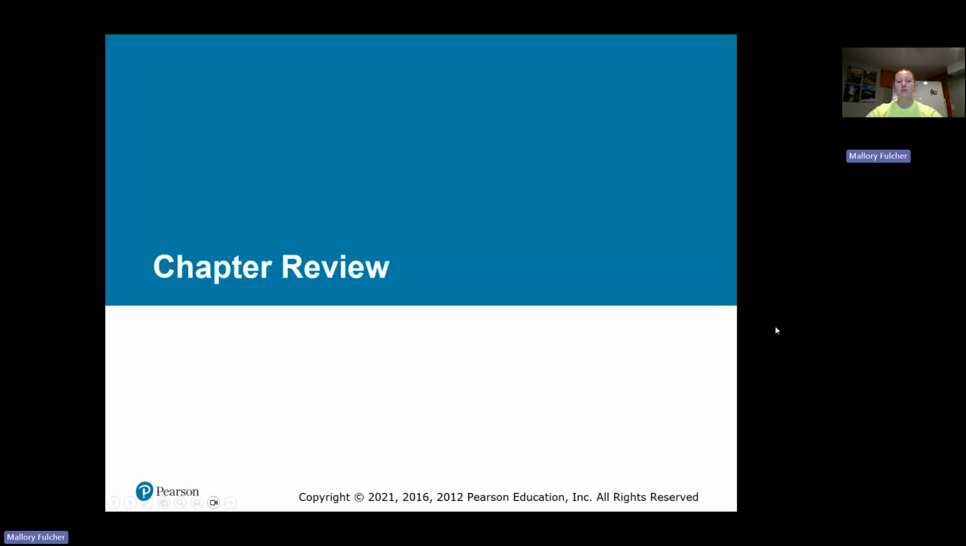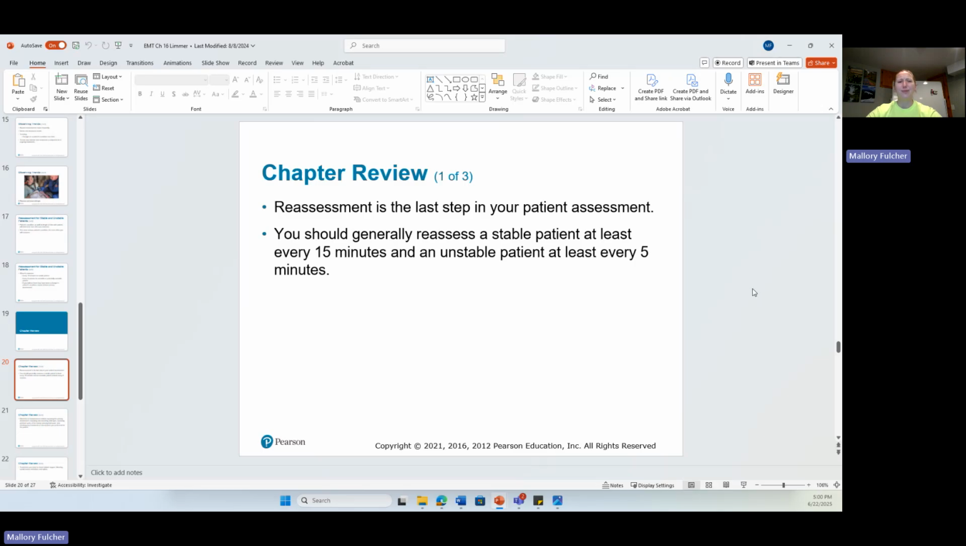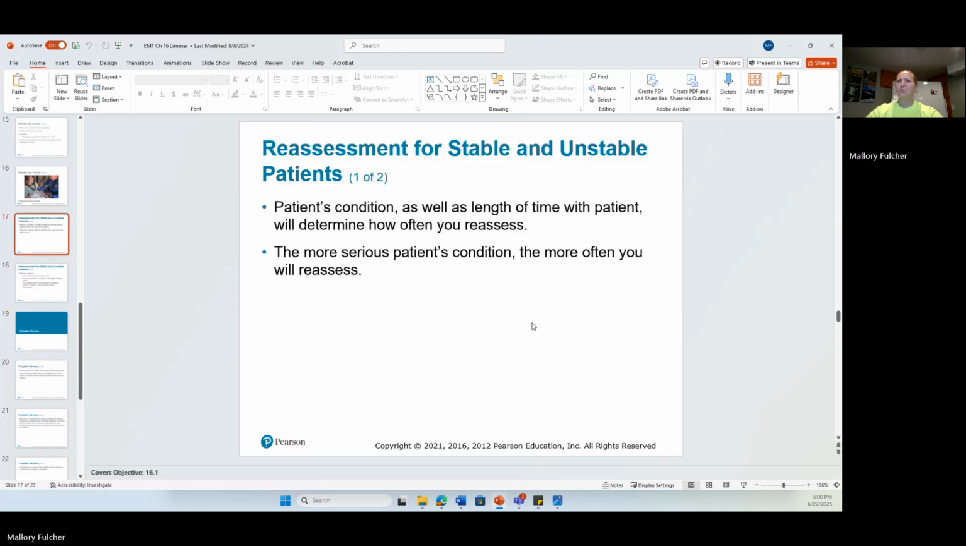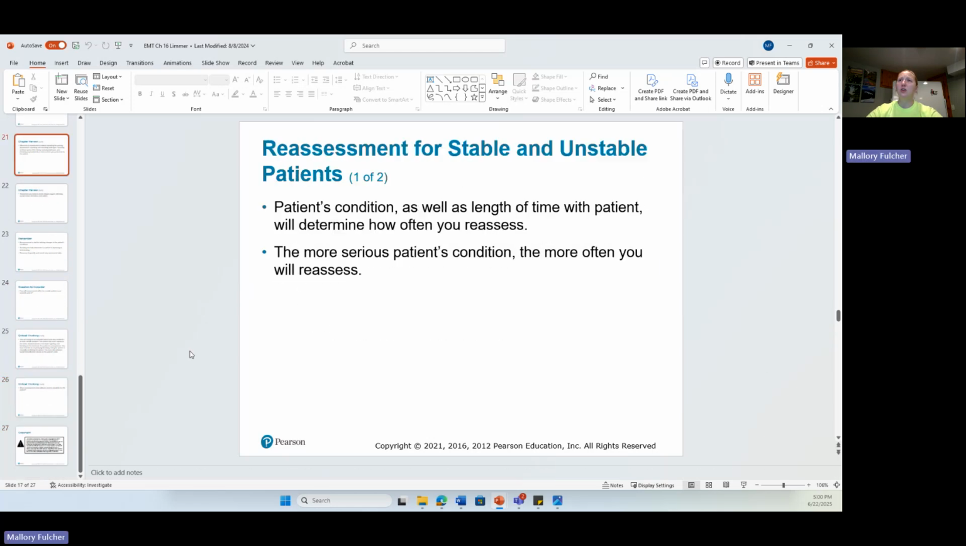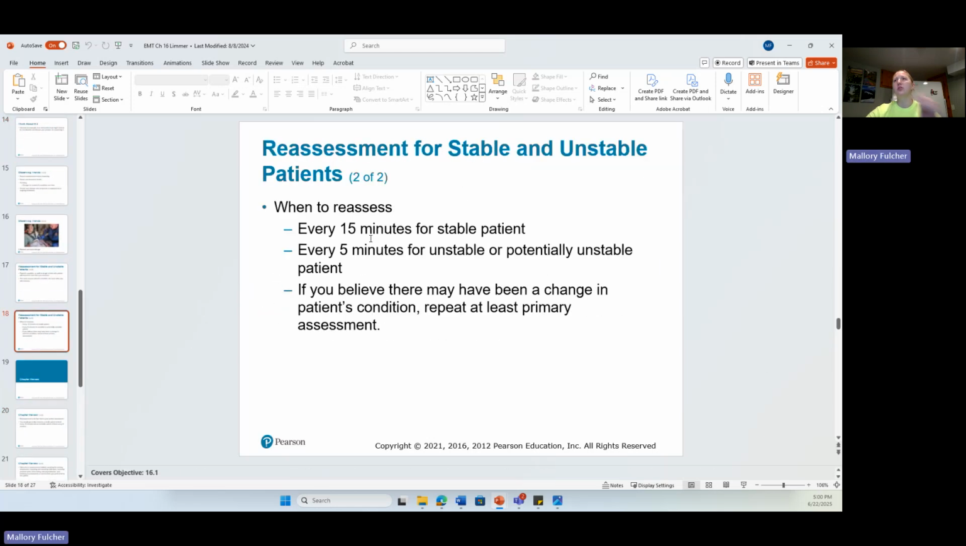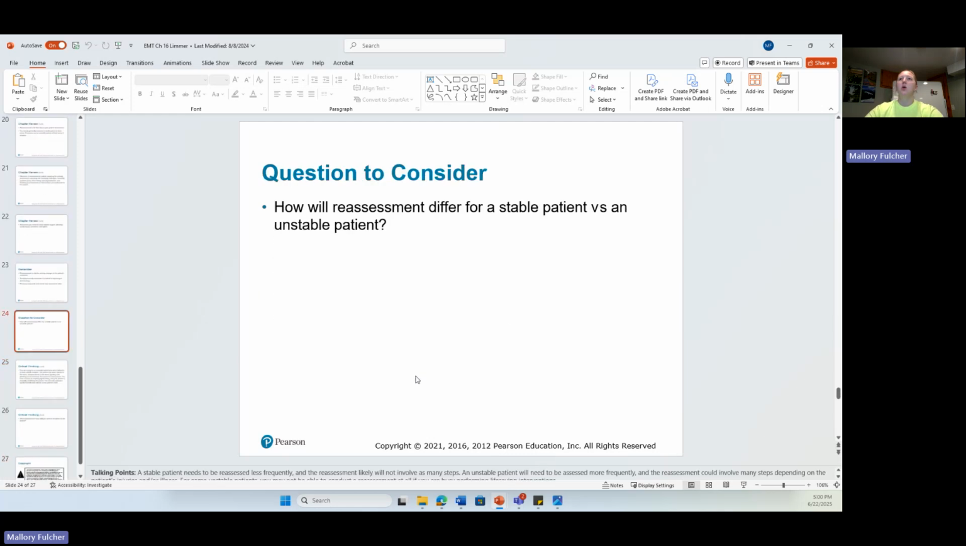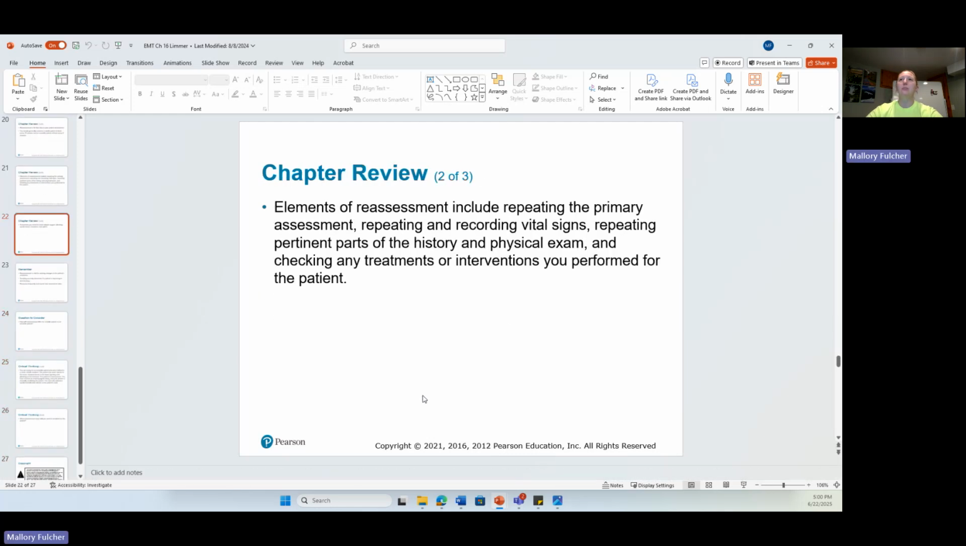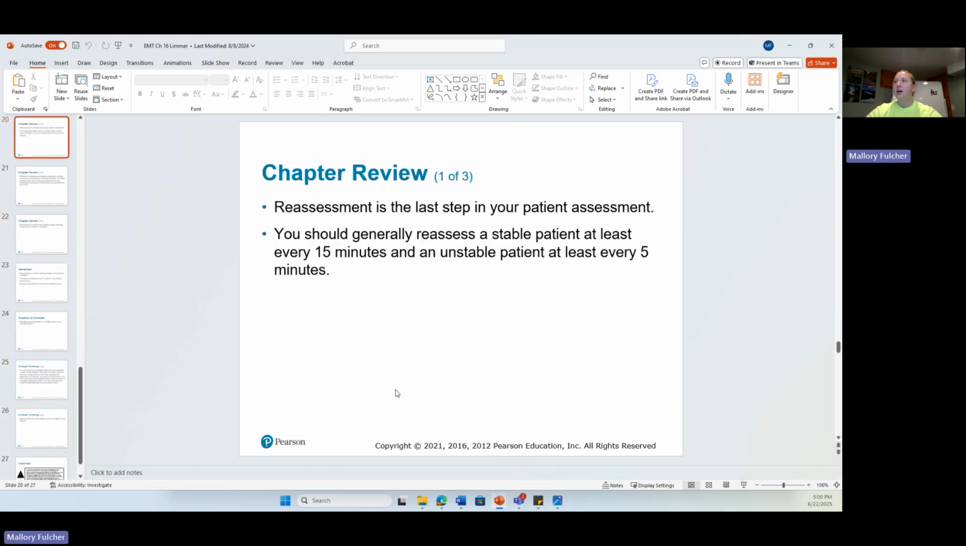So this was a fairly straightforward chapter. I think I've said that about all the chapters. I'm sorry, I need to stop saying that. I get this is new for all of you guys. As always, the PowerPoints are available to you online. So if you do want to go through the chapter review, you're more than welcome to. If you have any questions, let me know. All right.